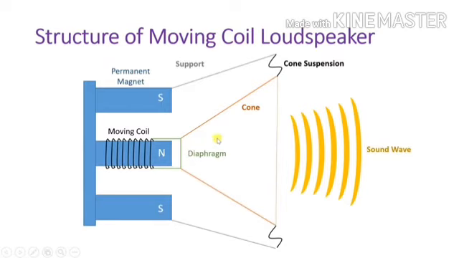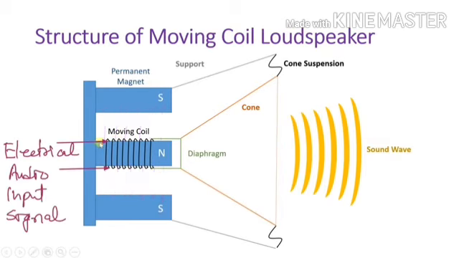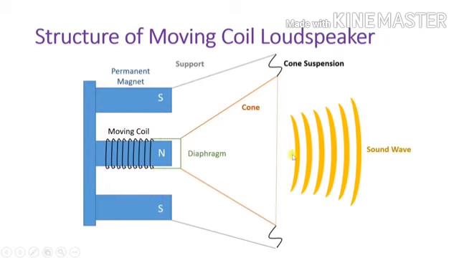Here one thing that we need to take care of is that it has a permanent magnet, which has a fixed constant magnetic field, and this moving coil is given an electrical audio signal. Based on the change in current there will be a change in force on this coil, and that force will be transferred to this diaphragm. The diaphragm is also connected with this cone, so vibration will happen with this diaphragm plus cone, and that will generate the sound wave.